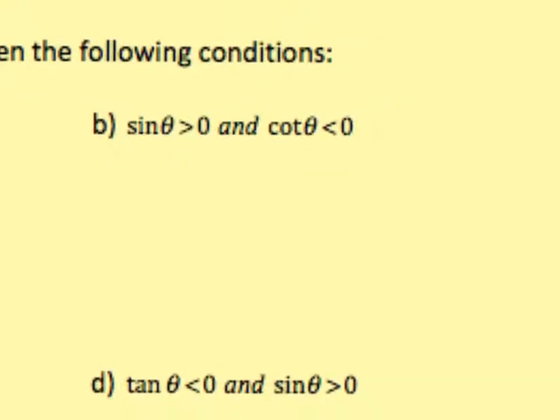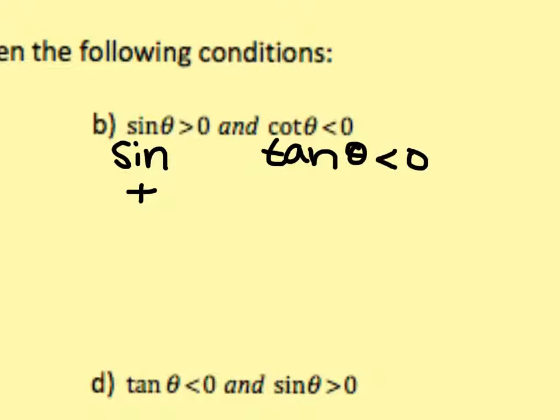Okay, one more. So I have sine is greater than 0. That means sine is positive. Cotangent, again, I'm just going to write this as tangent just so it's a little bit more familiar to me. And now this is saying tangent is less than 0. So if I have less than 0, that means my numbers are negative. So I want to know where tangent is negative.